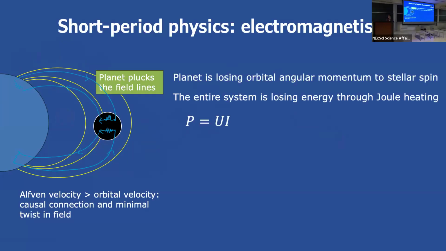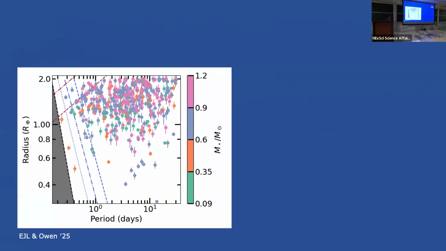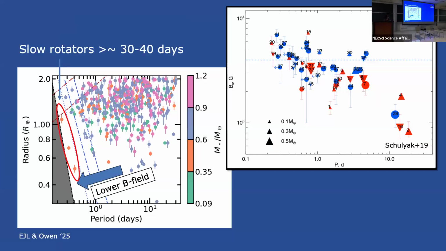And you can do all the calculations at an order of magnitude level using all your Maxwell's equations, get the expression and integrate. And you can draw this boundary that agrees pretty well with the data, except for these 3 points. But those 3 points, it turns out, are around slow rotators, and slow rotators are expected to have a low level of magnetic field, which is in the right direction.